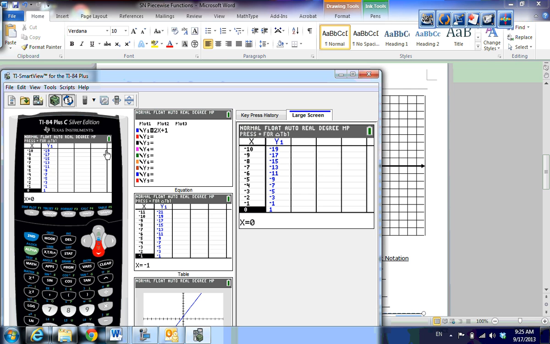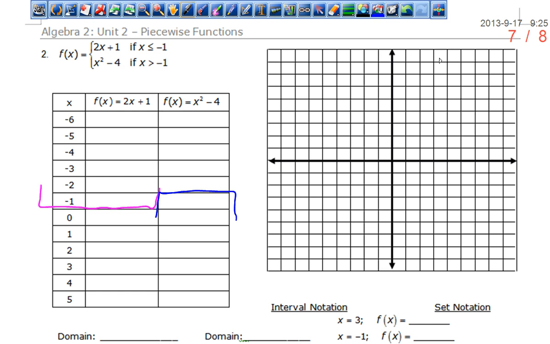So it's going to be negative 11. What else we got? Negative 9, negative 7, negative 5, negative 3, negative, sorry, 1. Alright. How about x squared minus 4?